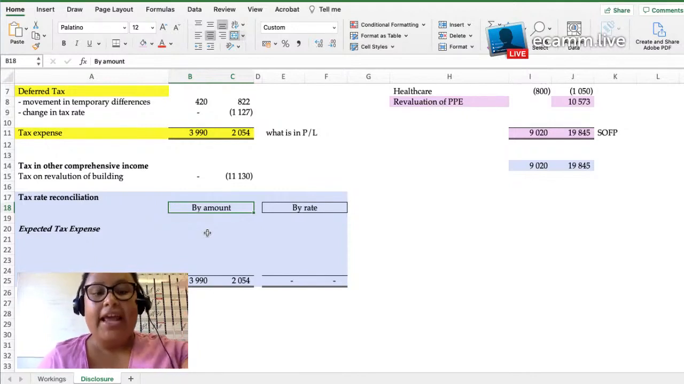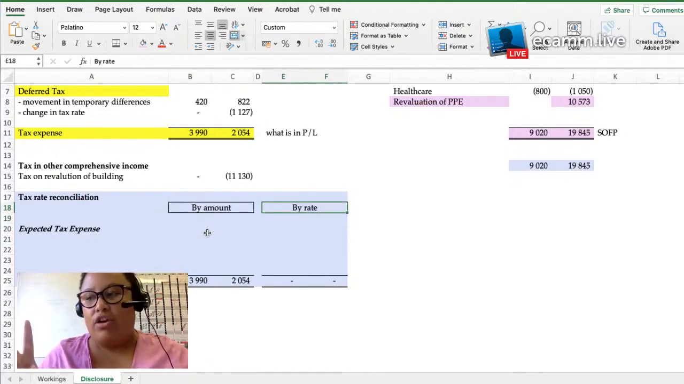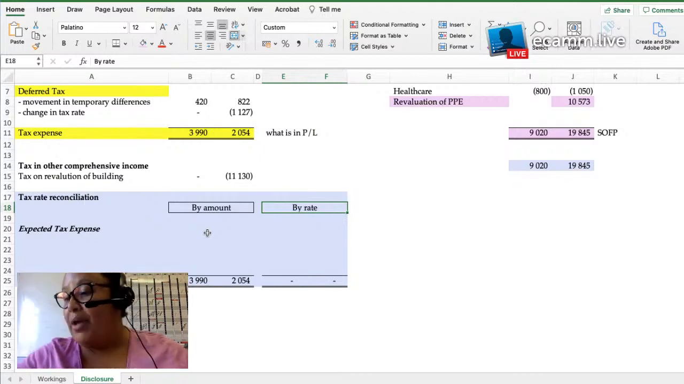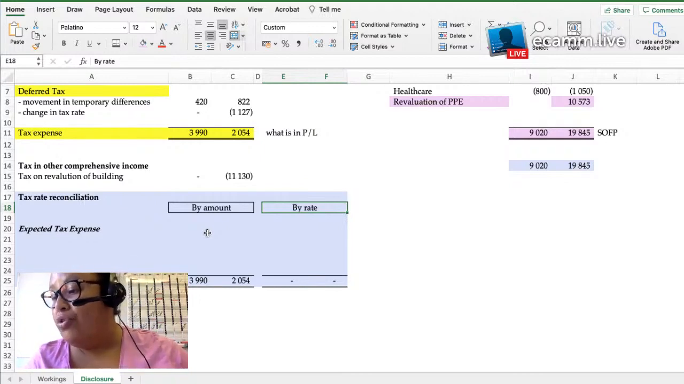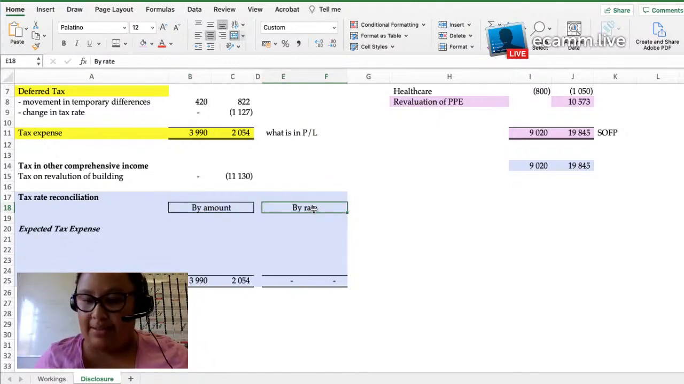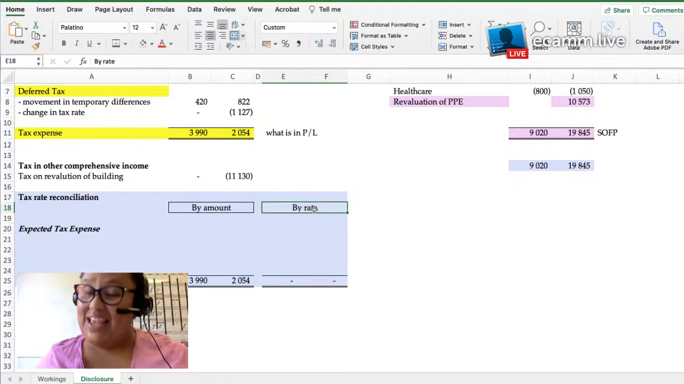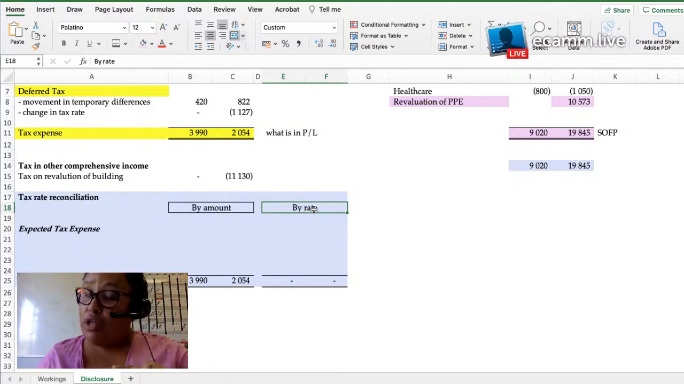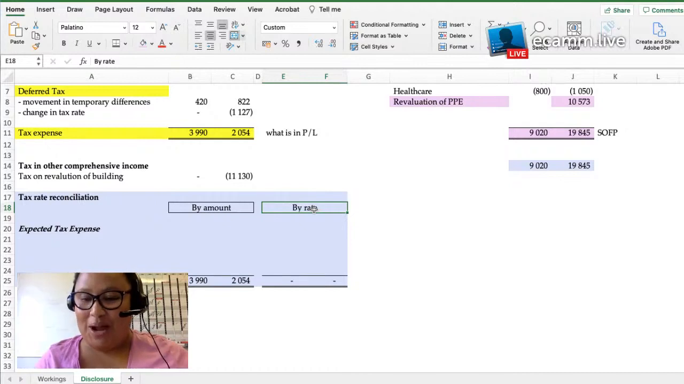Now, the tax rate recon, the important thing to note is in this illustrative example, it's showing you the disclosure when you do the reconciliation by amount and by rate. Now, in a test or exam, we ask you for either one of those because the standard in paragraph 81C tells you you need to do the tax rate recon, but it's an or. So you can either do by amount or by the rate, whatever you choose. However, in the test or exam, we will choose for you, so we will tell you which one. But let's do both.